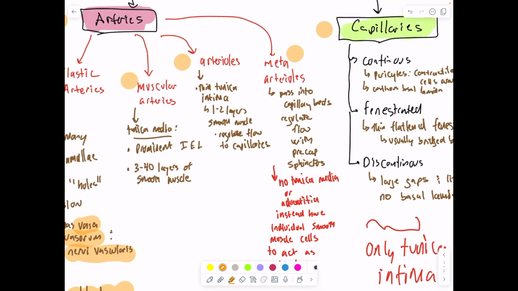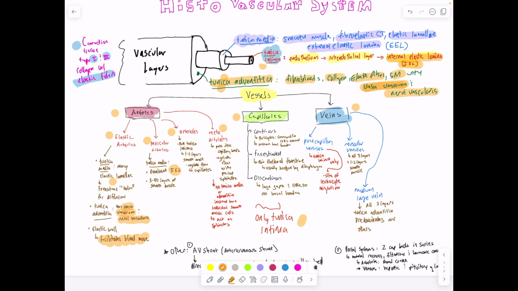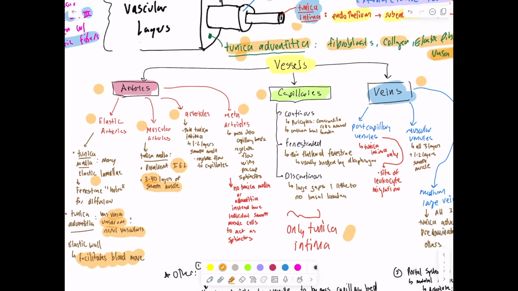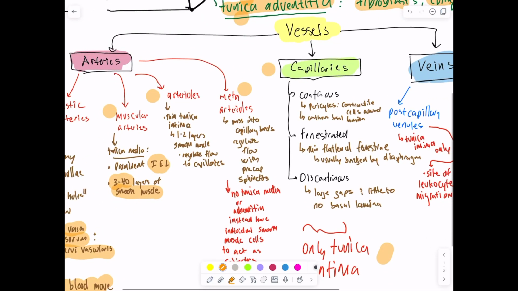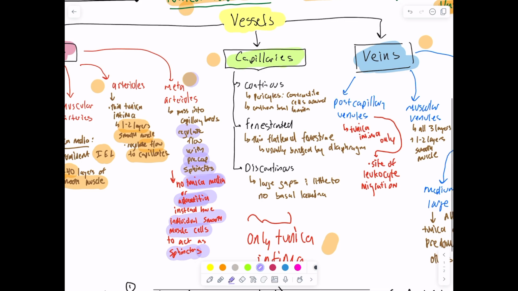Then we have our muscular arteries, and they have a tunica media with a prominent IEL, our internal elastic lamina. They are most notable for having 3 to 40 layers of smooth muscle. So if you see a large section of smooth muscle, that's a good sign it's a muscular artery. Then we have our arterioles, which have a relatively thin tunica intima, 1 to 2 layers of smooth muscle, and they regulate flow to the capillaries. Before capillaries, we have our meta-arterioles, which act as sphincters. They do not have the tunica media or adventitia. Instead, they have individual smooth muscle cells, acting as precapillary sphincters to allow blood to pass into the capillaries and regulate flow.